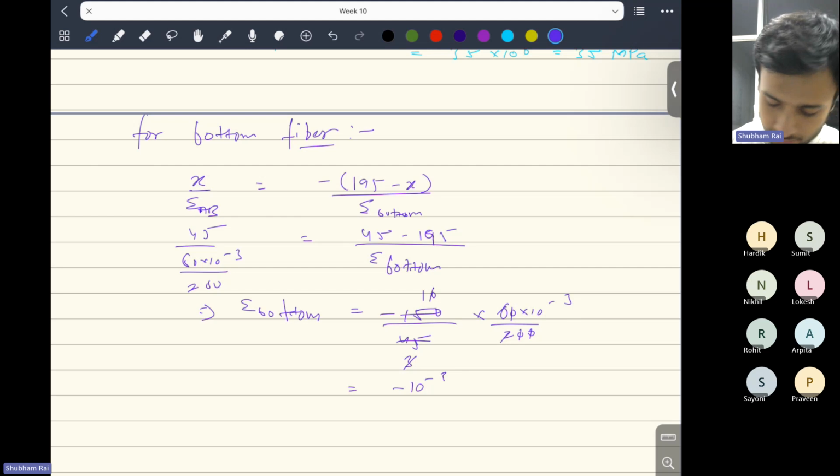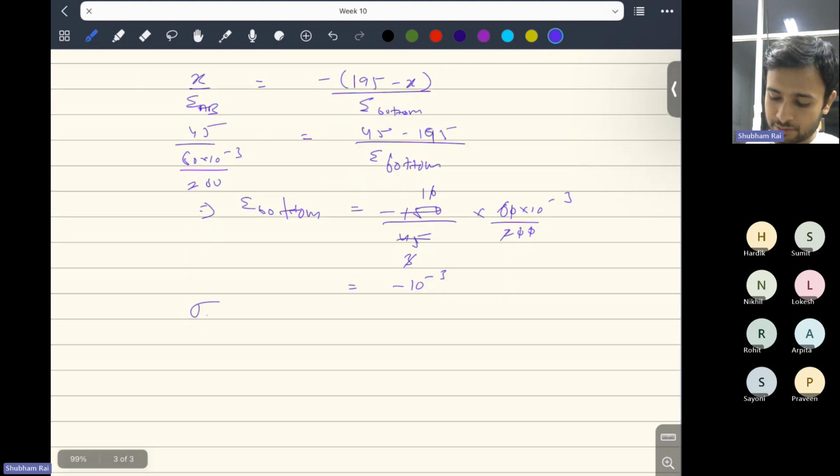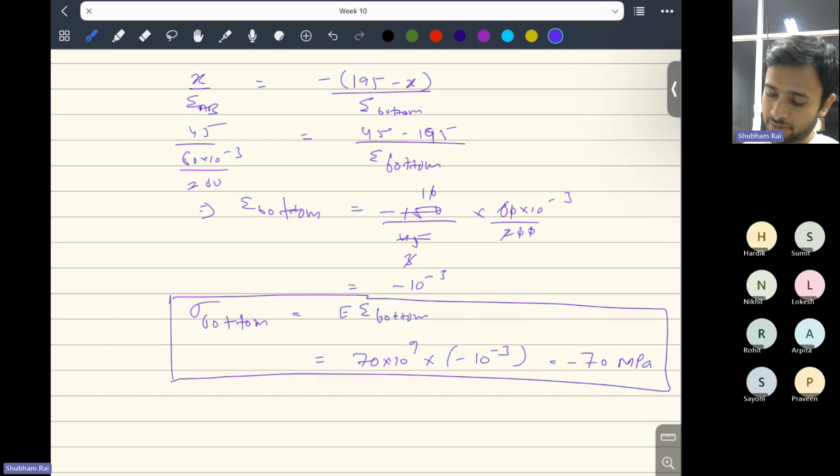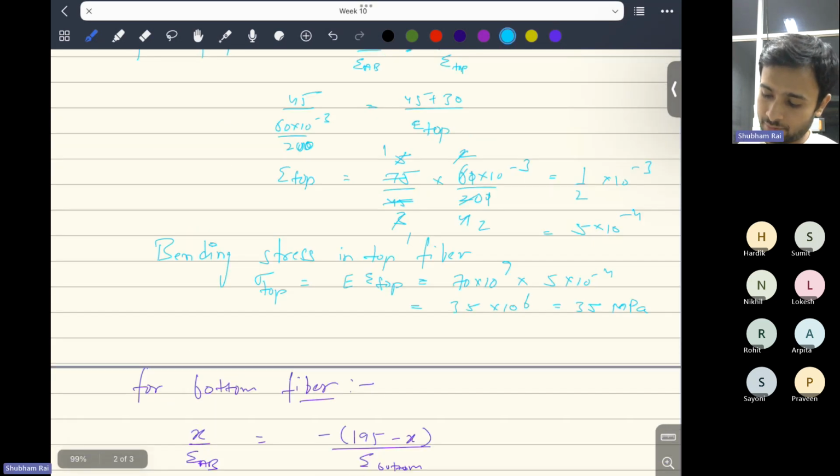So once you have the strain at the bottom, you can calculate the stress at the bottom. That will be E into strain at the bottom. E is again 70 GPa, so 70 into 10 to the power 9 into minus of 10 to the power minus 3. So finally you are getting minus 70 megapascal. Okay, this is the final answer. One part of the final answer is this one. The first part we have already given here.